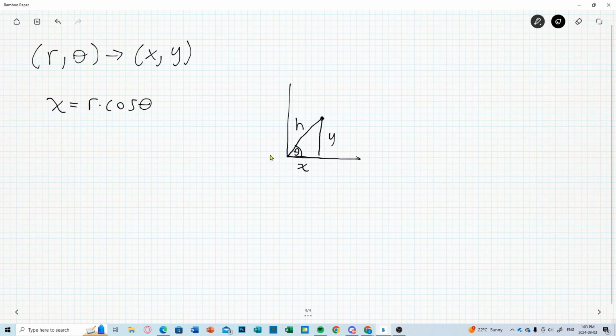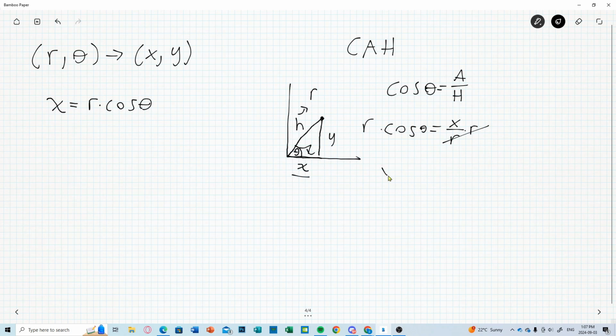And since we know our angle, we're able to use our trig properties, because we have CAH, which is adjacent divided by hypotenuse is cosine. So cosine is equal to adjacent over hypotenuse. Our adjacent is going to be x, and our hypotenuse is going to be r. So cosine of theta is really equal to x over r. And in order to isolate for x, all we have to do is multiply both sides by r. So these will cancel to give us x is equal to r multiplied by cos theta.